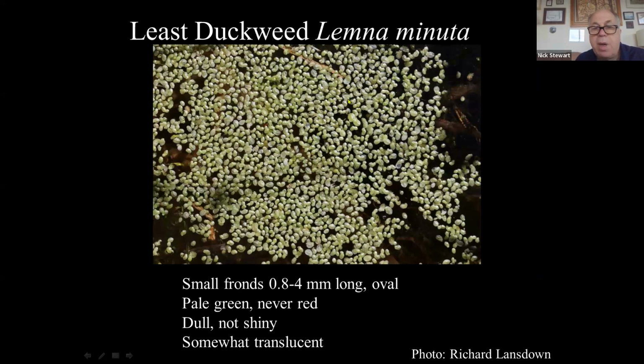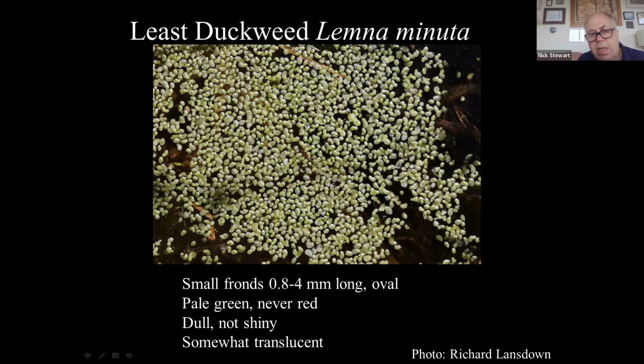And as I say, the most common of these, of the smaller ones, is Lemna minuta. So it has small, quite oval fronds. It is pale green. It never has any red color in it. And the leaves tend to be quite dull green, dull colored, not particularly shiny. I think there is a Lemna minor in the middle there, which is, you can see, slightly bigger, slightly more glossy. And it's this sort of dull color because it's actually a very thin structure, which means that it's a little bit translucent.